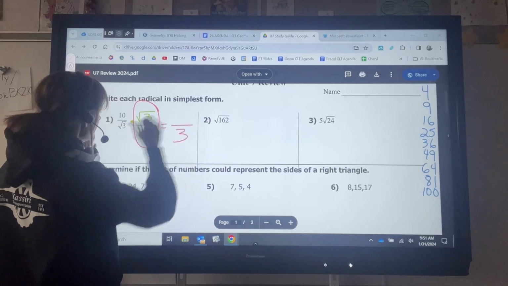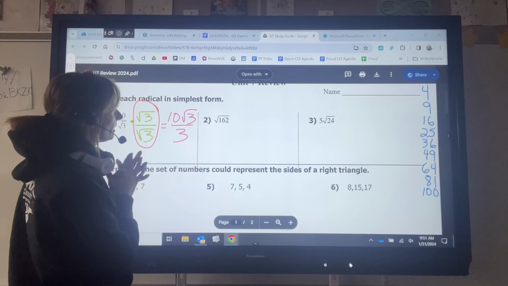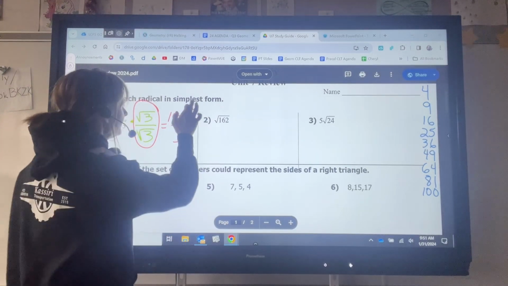Now we multiply across the top. We've got 10 root 3. Then we take a look at what we have, and 3 doesn't go into 10 evenly, so we are finished. Any questions?